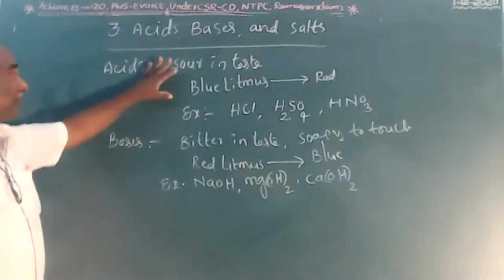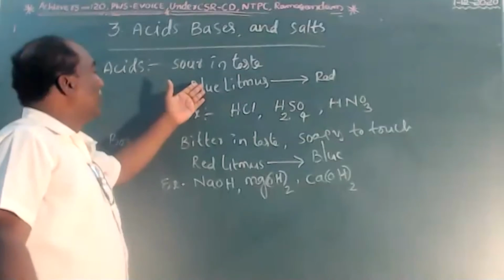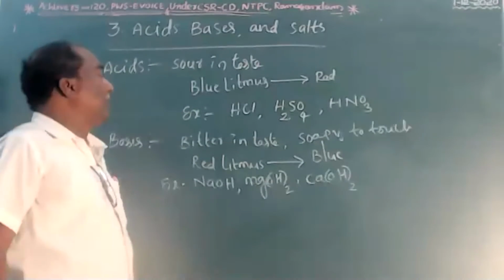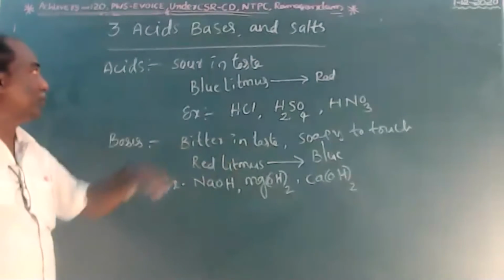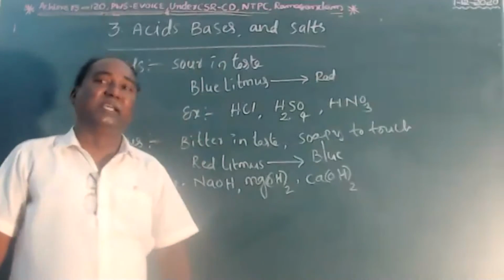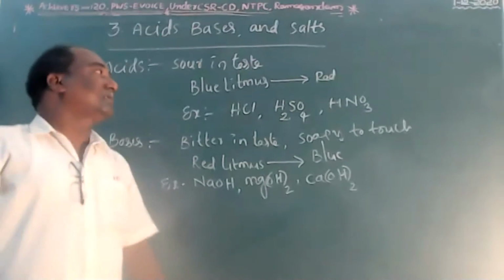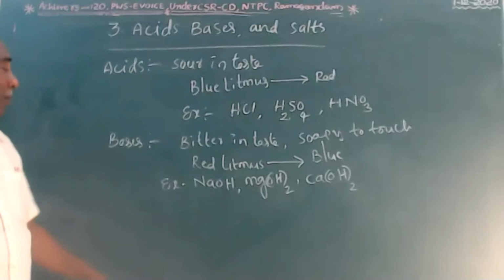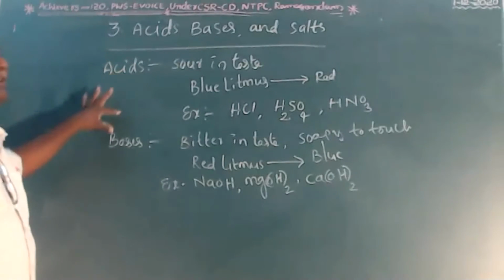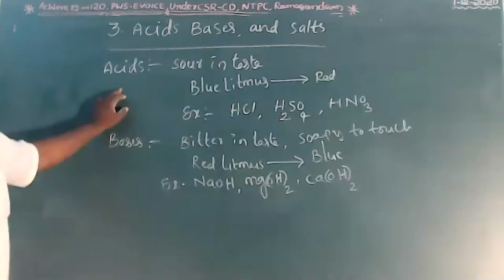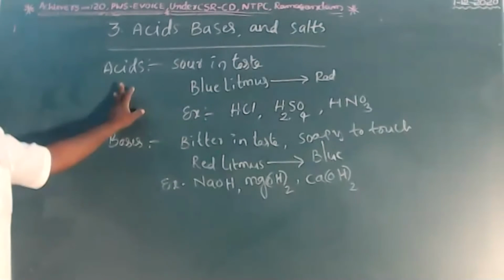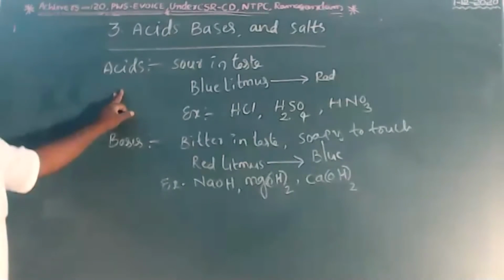So here, acids are sour in taste, they turn blue litmus to red. Bases are bitter in taste and soapy to touch, they turn red litmus to blue. And what about salts here? Salts are neutral. When acids react with bases, they form salts and water. This type of reaction is called a neutralization reaction.